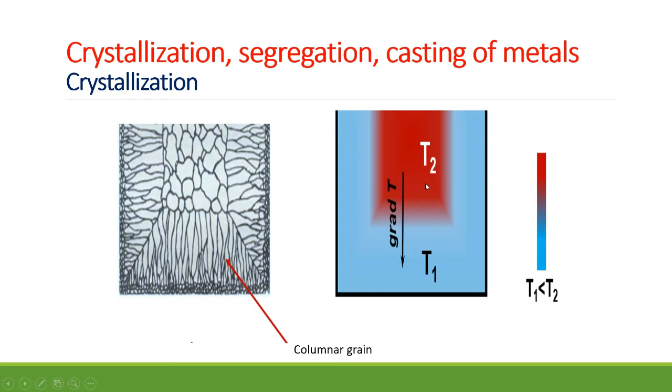Here T2, the red zone, is the fully liquid zone, and this is the boundary of the vessel. T1 is the zone where the solidification has first initiated. At this position solidification has initiated, and the temperature gradient is from T2 to T1, as I said, from the core of the vessel towards the surface of the vessel. So here you see the columnar grains are growing in a direction opposite to the temperature gradient. So this is the thing.